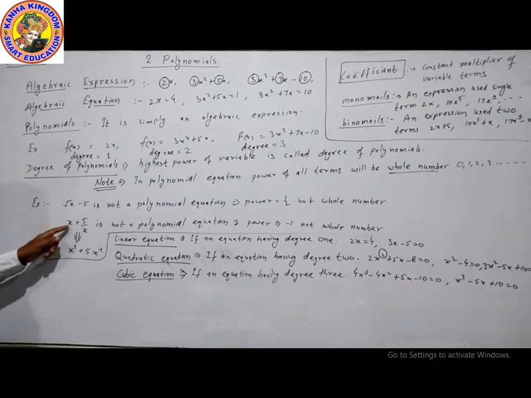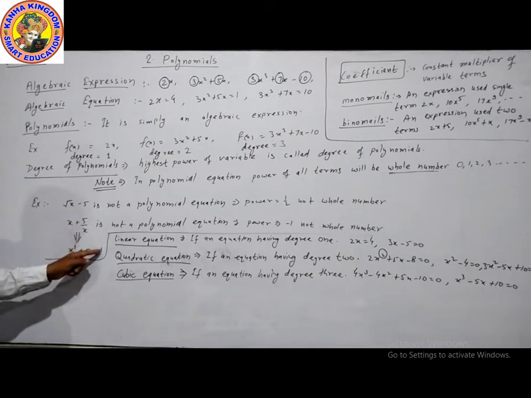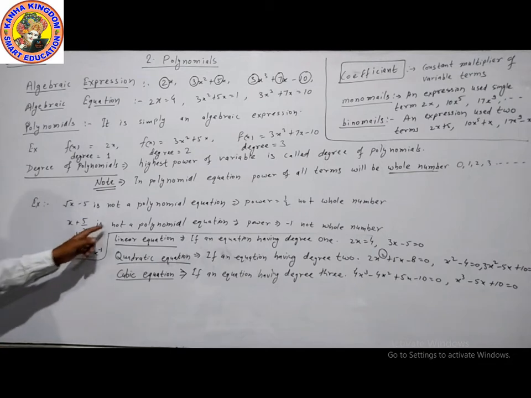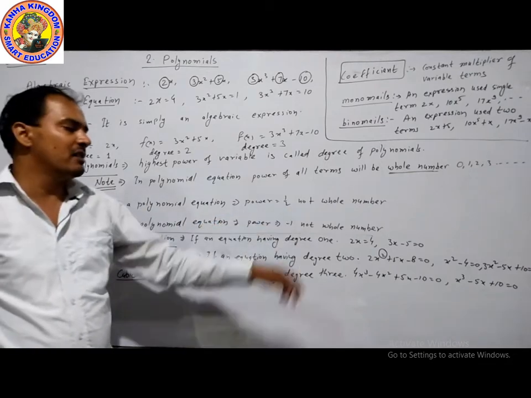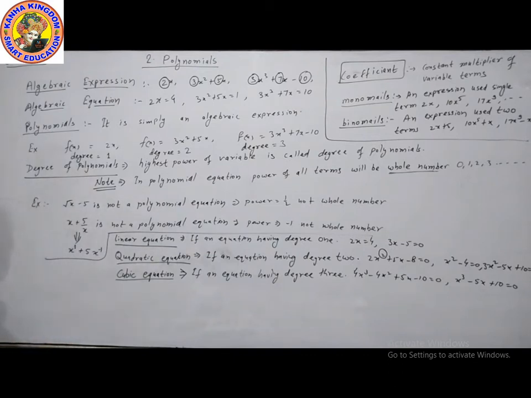Here second example, x plus 5 upon x can also be written as x plus 5 x power minus 1. If we write x in numerator part, here is the denominator part. When we write in numerator part, the power will be negative. Here power is 1. When written in numerator part, the power is minus 1. Minus 1 is not a whole number. So this is not a polynomial equation because power is equal to minus 1, which is not a whole number.